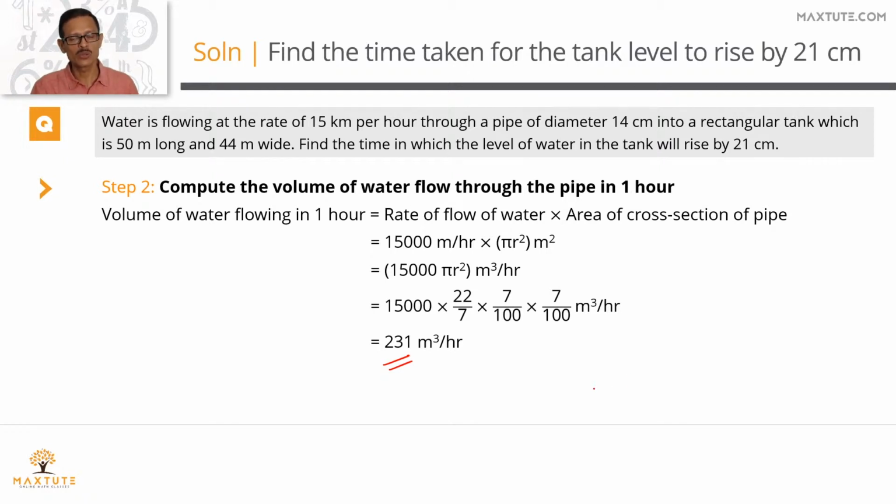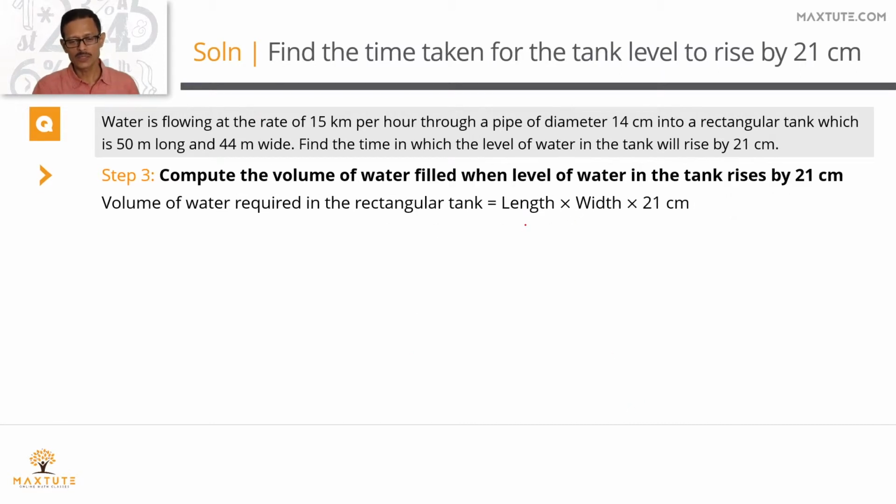Let's find out in step 3 how much water has gotten into the tank when the level of water in the tank rises by 21 centimeters. That is going to be equal to the length into width into height. Basically, it's a rectangular cuboid, so length into width into height will give us the volume. Length we know is 50 meters. Width we know is 44 meters. The height to which water increases, the level by which water rises, is 21 centimeters.